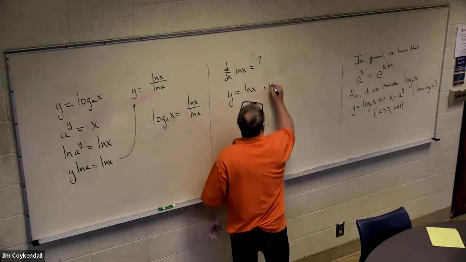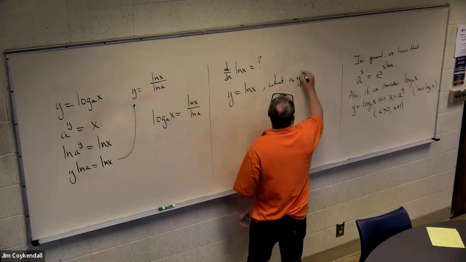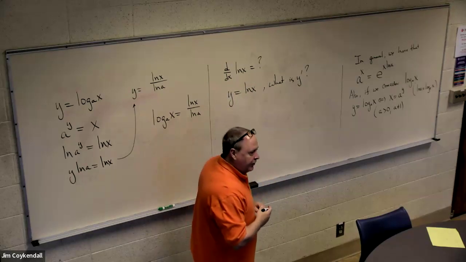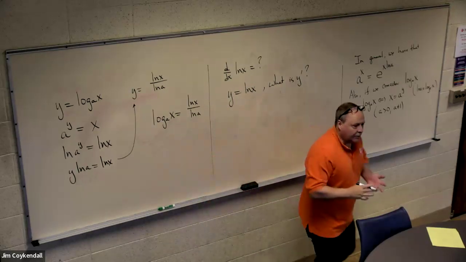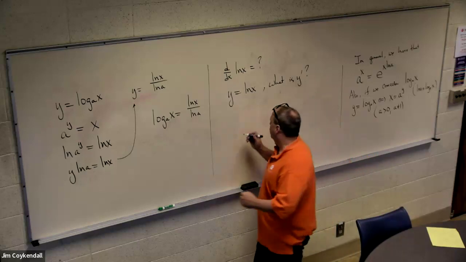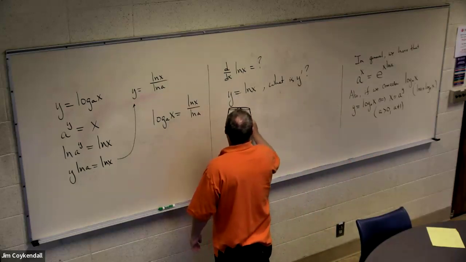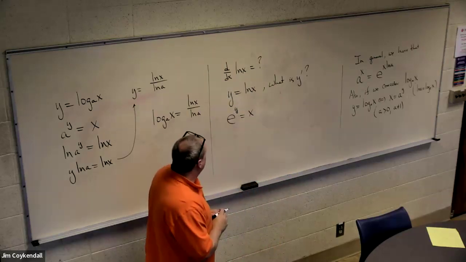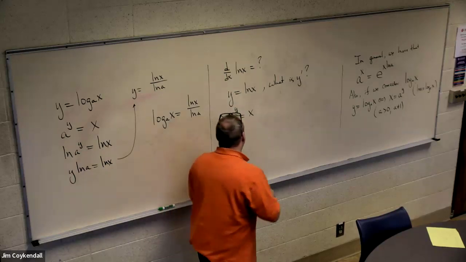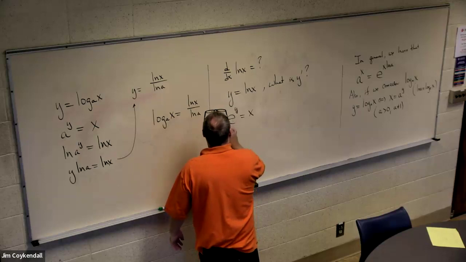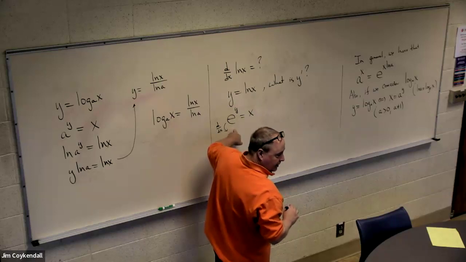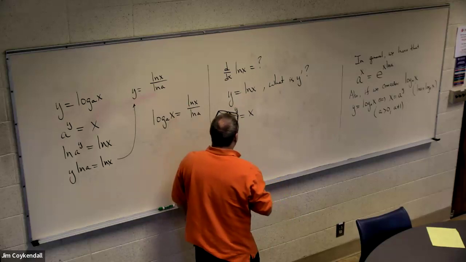I want to find y prime. That's kind of my big question, but I want to find this derivative. Well, I don't know anything, right? Because I can't just take the derivative. But here's what I do now. Now, I can take the derivative of this implicitly because I may not know what the derivative of natural log of x is, but I do know what the derivative of e to the y is, right? So let's take the derivative of this equation implicitly.